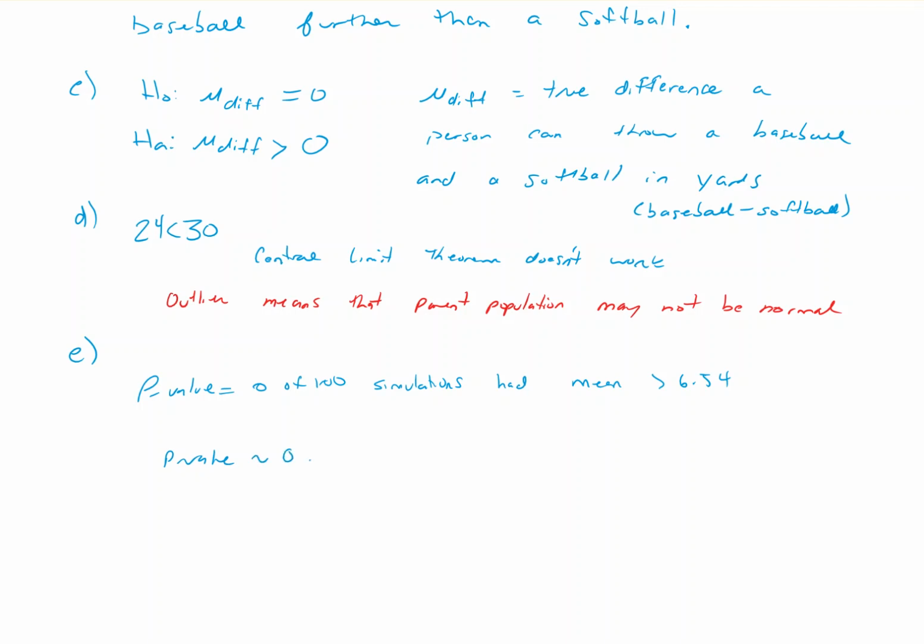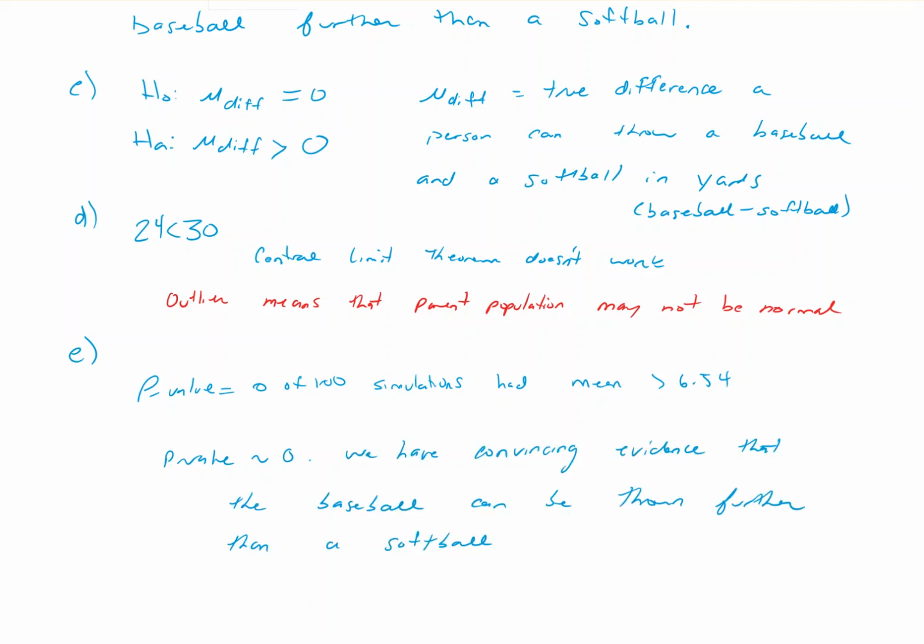And therefore, what do we conclude? Well, that's pretty convincing evidence that the baseball in general can be thrown further than the softball. So I'll conclude that and write that out for you. So we can conclude that we have convincing evidence that, on average, the baseball can be thrown further than a softball. I mean, on one given day, a person can go out and maybe throw a softball further, but on average, the baseball can be thrown further than a softball.